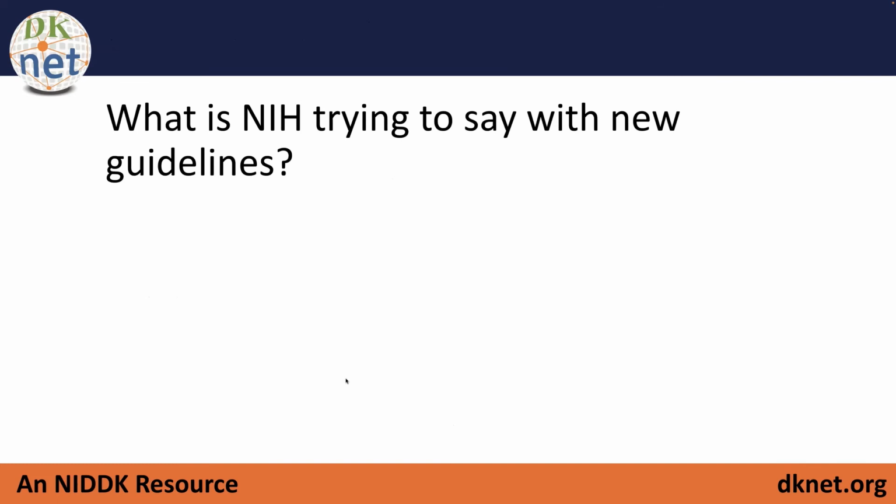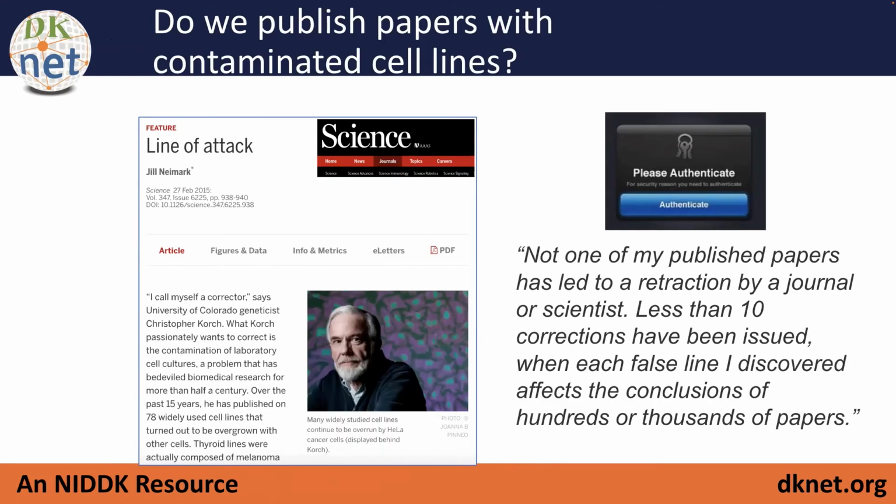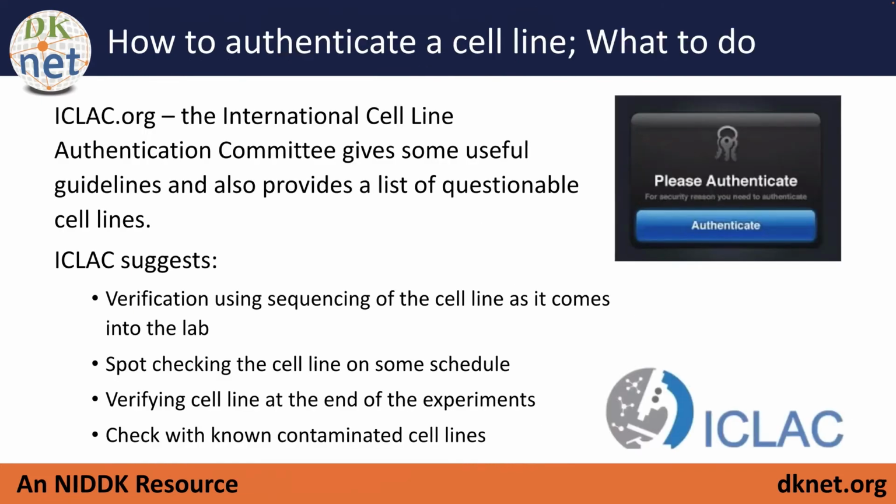And so what NIH is trying to say is, please pay more attention to your methods, right? You want to make sure that you're using good reagents and using them in the appropriate situations. And again, even though we know about the existence of contaminated cell lines, they're still used in the literature. Even though this is known, it is important that researchers do authentication of their resources.